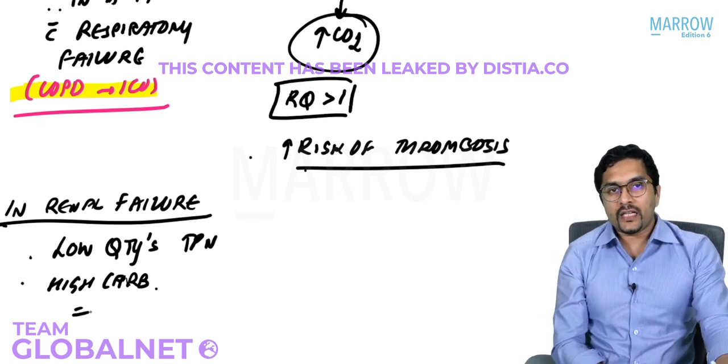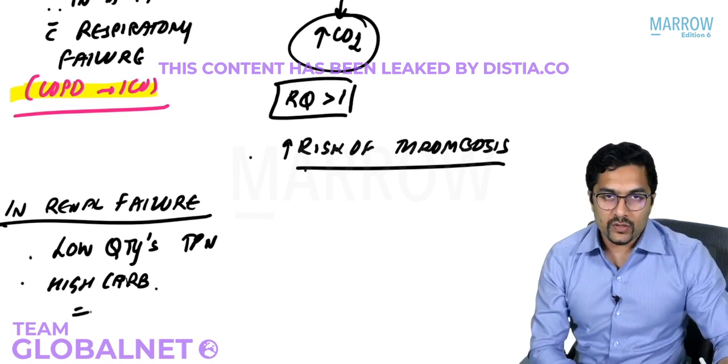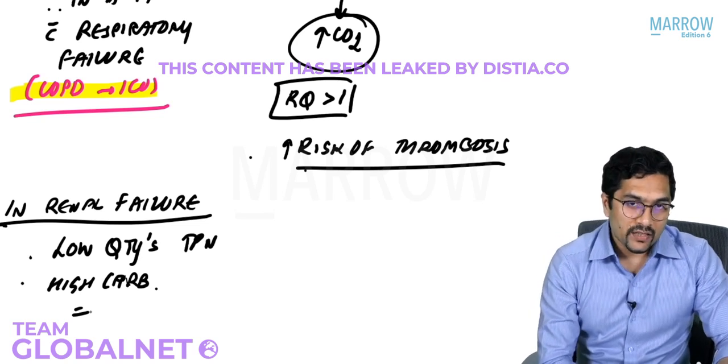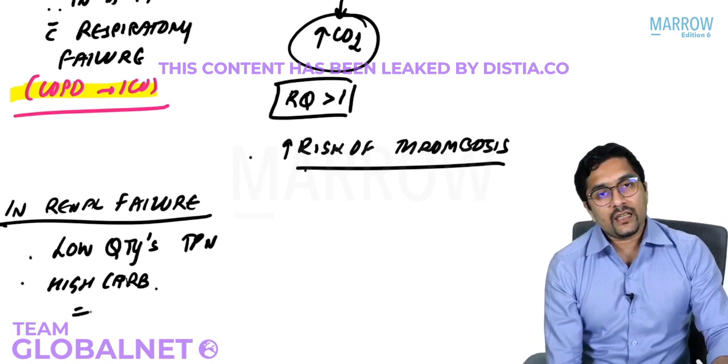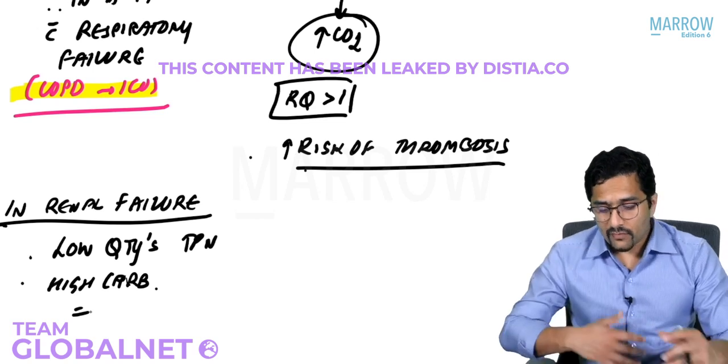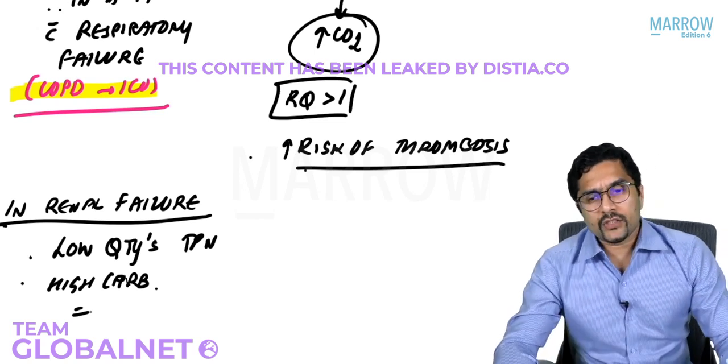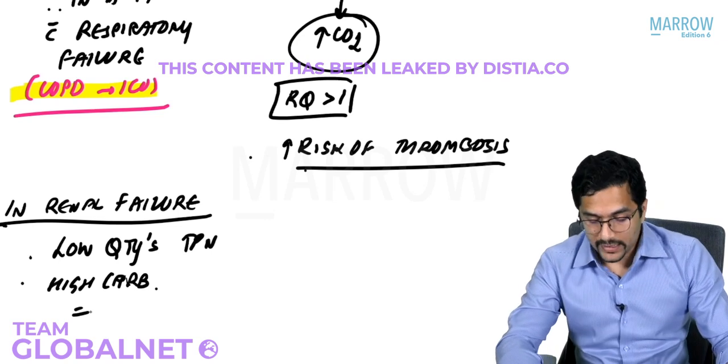So low quantity, high carbohydrate content solution will be used in patients with renal failure. This question was asked in the AIIMS exam. So these are some peculiar points which you need to know regarding TPN.